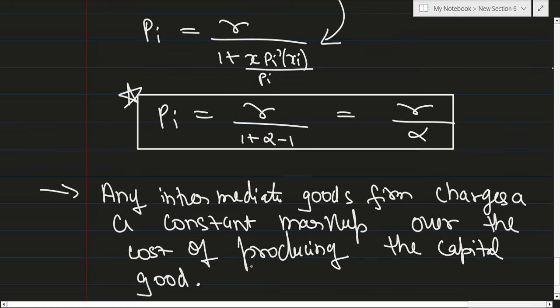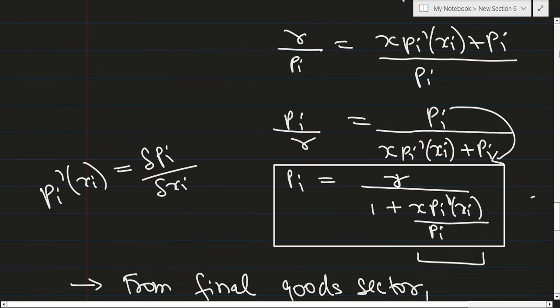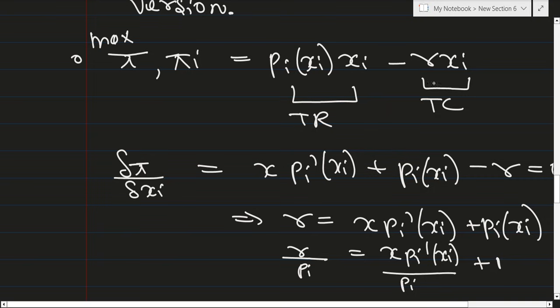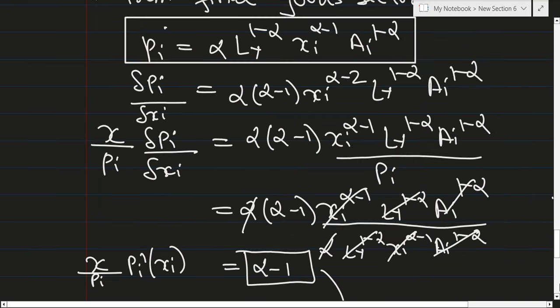Why can we say this? Because constant markup, that is alpha, over the cost of producing the capital good. Cost of producing the capital good, that is R. Let's see if this is correct. Let's see, this is the total cost, so marginal cost would be R to derivate. Okay, this was the basic result from the intermediate goods firm.